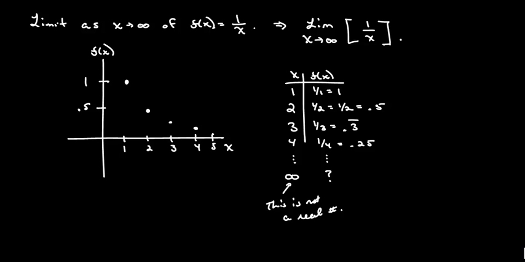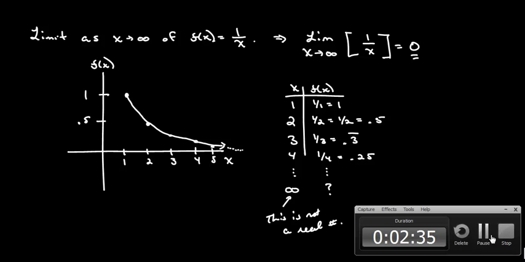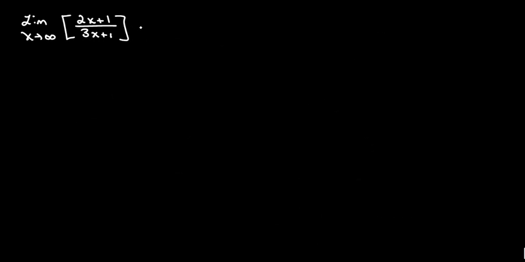Now, if you look at this function, you can tell that it's getting closer and closer to the x-axis. But the idea is that it's never actually going to hit the x-axis. So for this particular problem, it looks like the limit value is going to be 0. So let's go ahead and say that this is equal to 0. Now the function is never equal to 0, mind you. But as x becomes larger and larger, the function values get closer and closer to 0. Okay, now let's take a look at the next one.